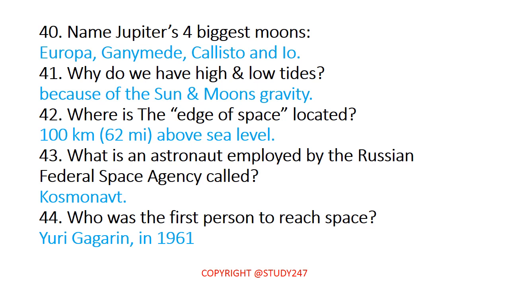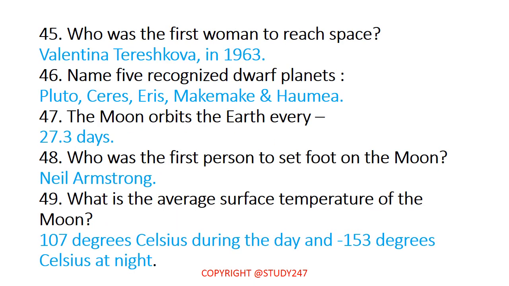Who was the first person to reach space? Yuri Gagarin in the 1960s. Who was the first woman to reach space? That is Valentina Tereshkova in the year 1963. Name 5 recognized dwarf planets: Pluto, Ceres, Eris, Makemake, and Haumea. The moon orbits the earth every 27.3 days.